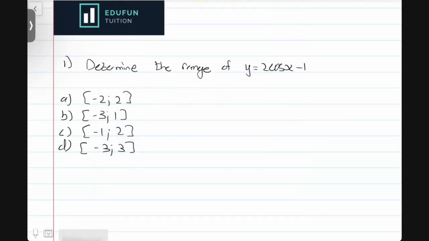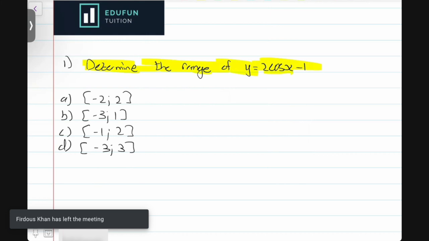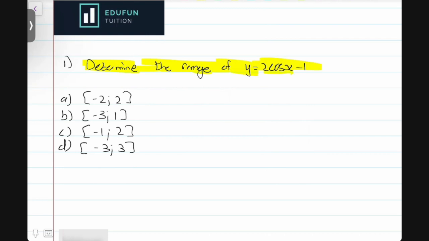So it simply asks us to determine the range of a trig function, y is equal to 2 cos x minus 1. Now, what you need to remember, for you to go and calculate the maximum or minimum for any particular trig function, this is what we need to do.